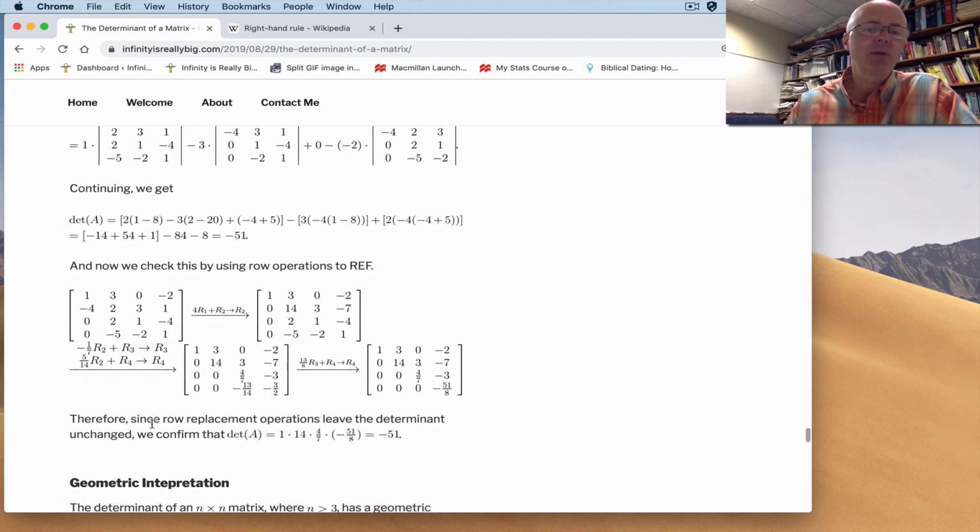And here I did check it with the REF algorithm. And I made it easy on myself by only doing row replacement operations, so the determinant is unchanged. You get the same answer, negative 51. It's very satisfying to see that.